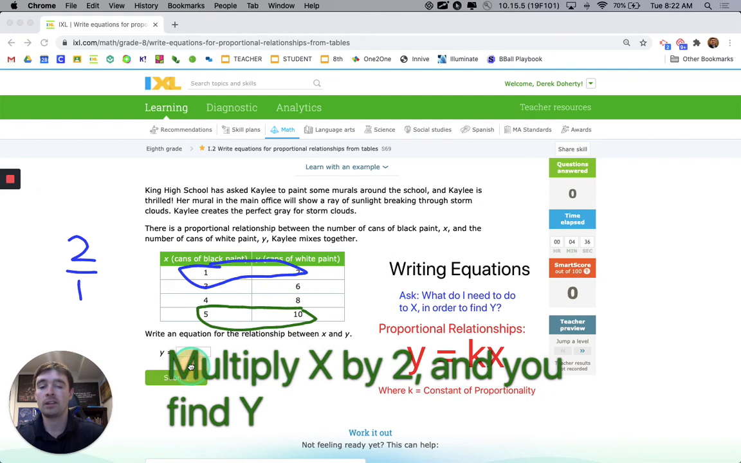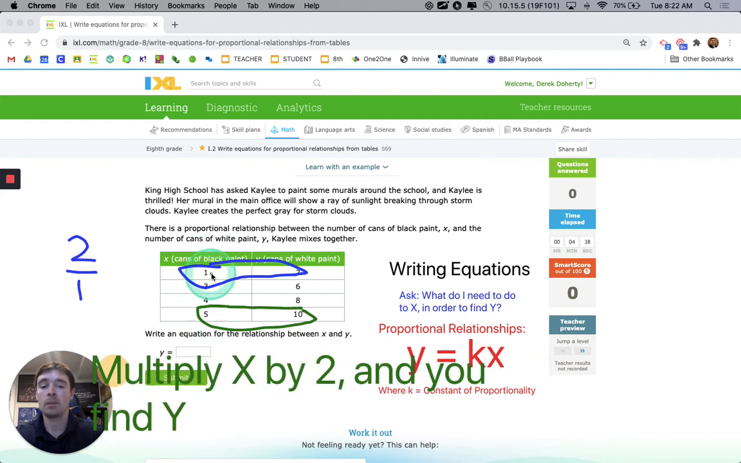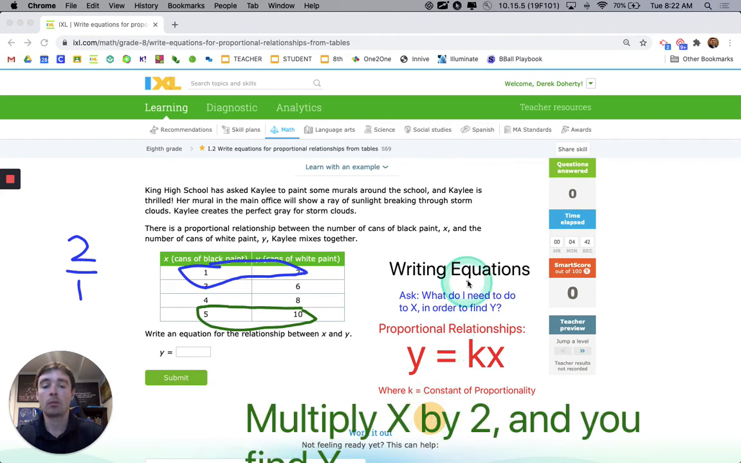If I take a look at this table, every single one of these x's, if I multiply by 2, it's going to get me to y. So if that's my rule, I need to take x, multiply it by 2, and I get to y, then my equation, quite simply, is y will be equal to x multiplied by 2. Now in math, we don't write x times 2. There's a simpler way to show x times 2, so we'll write our equation as y equals 2x.